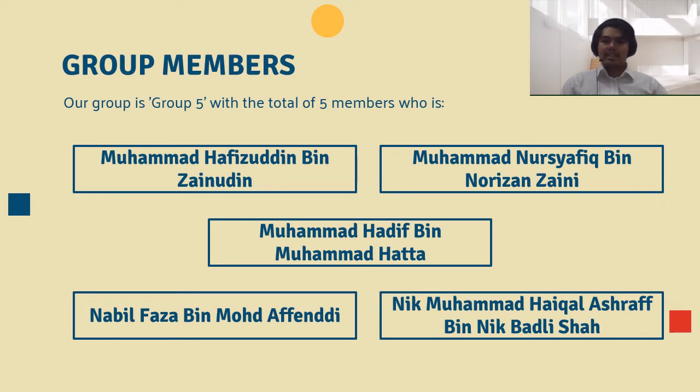Next, let's get to know our group members. Our group is group 5 with a total of 5 members: me, Muhammad Hafizuddin bin Zainuddin, Muhammad Nur Syafiq bin Nur Izan Zaini, Muhammad Hadif bin Muhammad Hatta, Nabil Faza bin Muhammad Effendi, and finally Nick Muhammad Haikal Ashraf bin Nick Badrishah. The leader of our group 5 is Muhammad Hadif bin Muhammad Hatta.